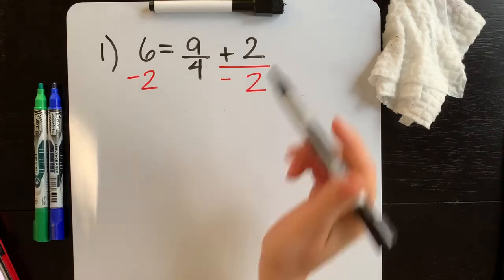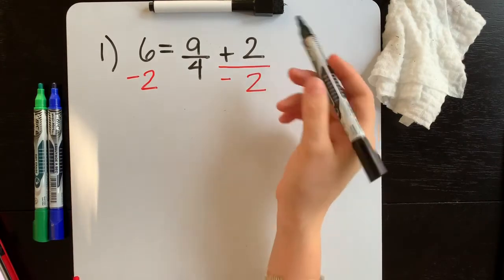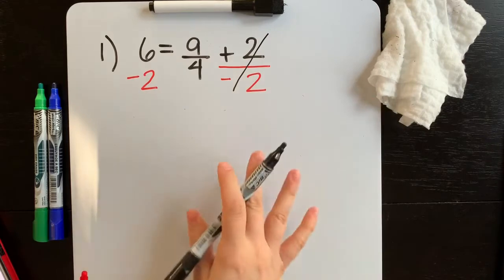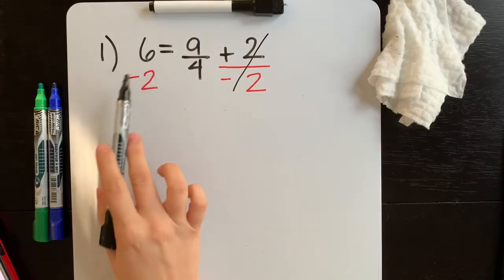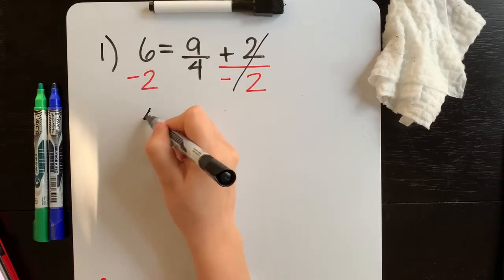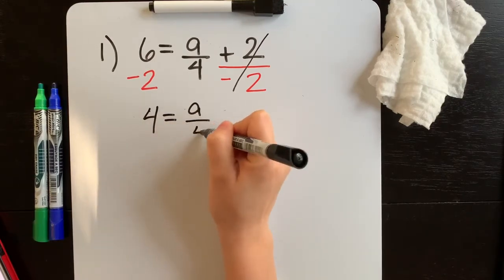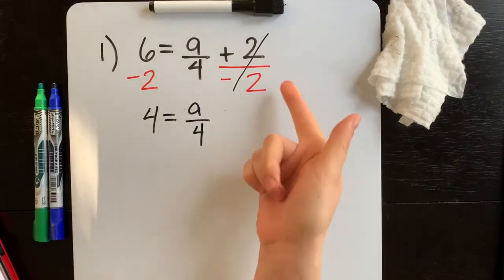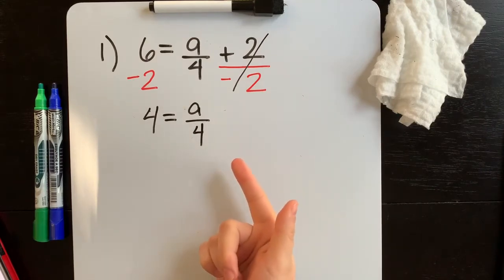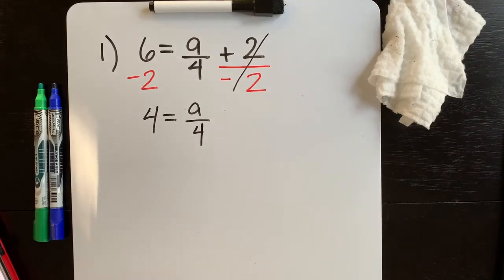And if we solve this, positive 2 minus 2 will give us 0. We cross that off. And then over here, we'll have 6 minus 2, which equals 4. And then you want to bring down the rest of it. Okay, so that was the first step. Now the second step, the final step to solve A, you want to get rid of this 4.